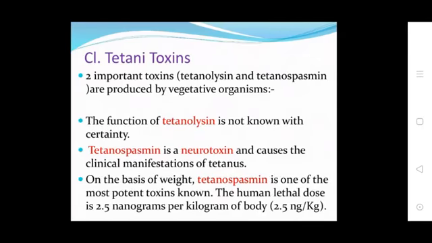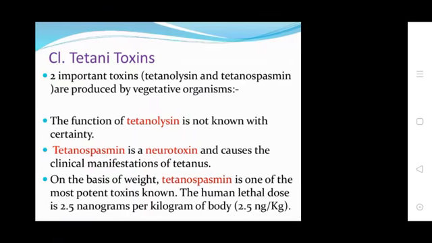Clostridium tetani toxins. Two important toxins, tetanolysin and tetanospasmin, are produced by the vegetative organism. The function of tetanolysin is not certain. Tetanospasmin is a neurotoxin and causes the clinical manifestations of tetanus. On the basis of weight, tetanospasmin is one of the most potent toxins known. The human lethal dose is 2.5 nanograms per kilogram of body weight.